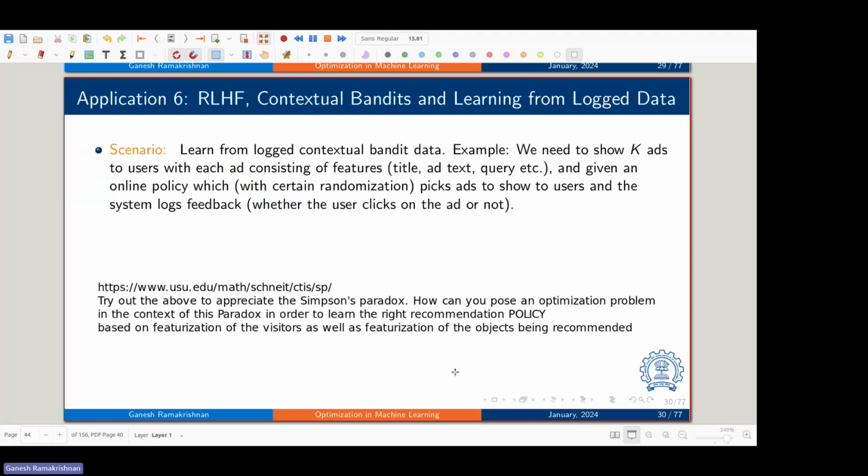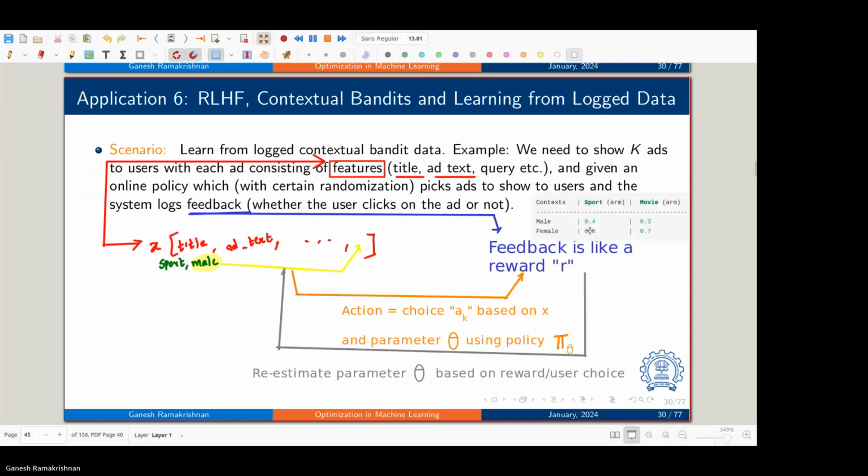This is the kind of log data we have. I'm going to run through this a little more carefully in the next few slides. Okay, so here you want to learn from contextual bandit data. I'm now taking an ad example instead of, I mean, that's very sad to see, survival rates changing with people. So let's take a less depressing example.